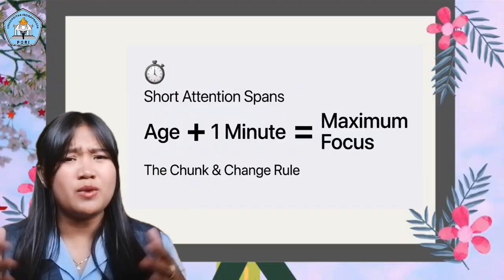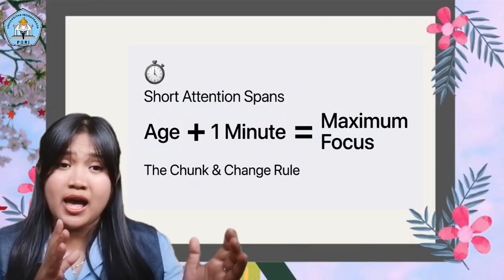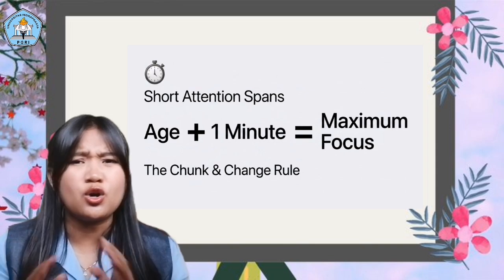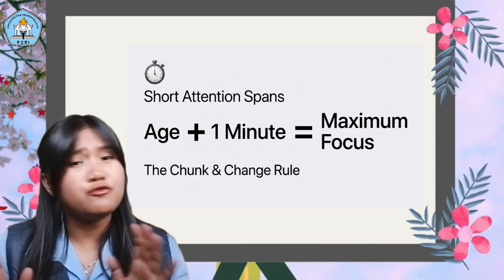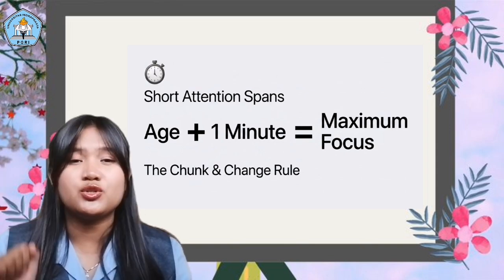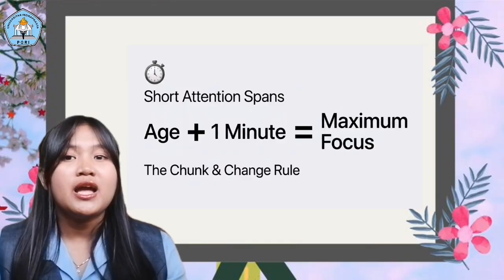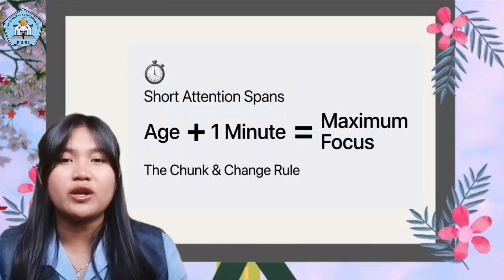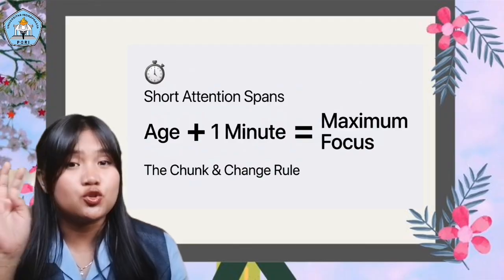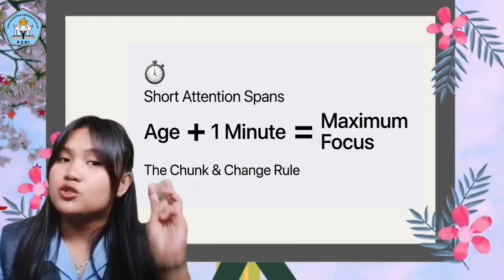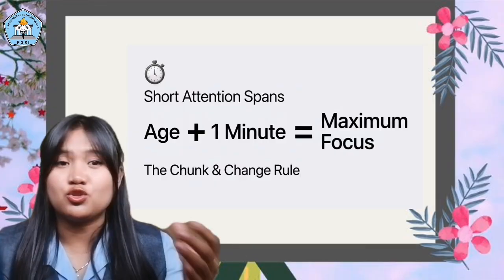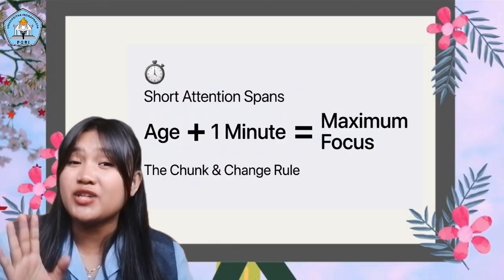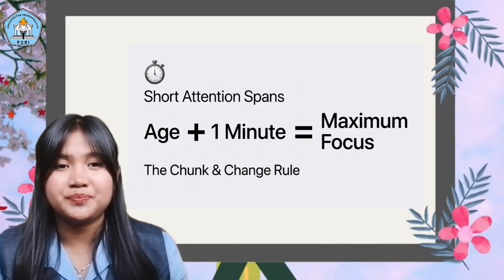So, what is the classroom application? We use the chunk and change rule. Never lecture, never talk as a teacher for more than 5 minutes. Every 5 minutes, change the activity. Example, if you are teaching vocabulary, do not spend 20 minutes showing flashcards. Instead, spend 3 minutes showing the cards, 3 minutes playing a fast game to touch the card, and 2 minutes singing a short chant. Keep it moving.